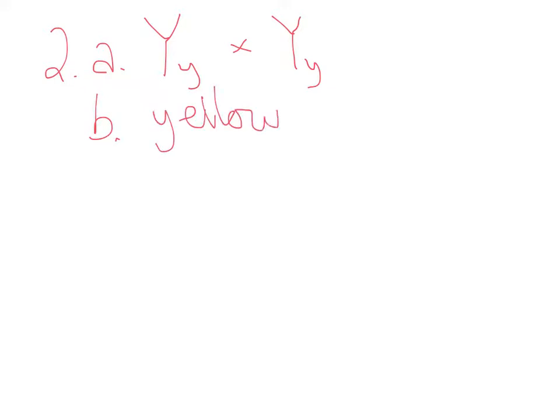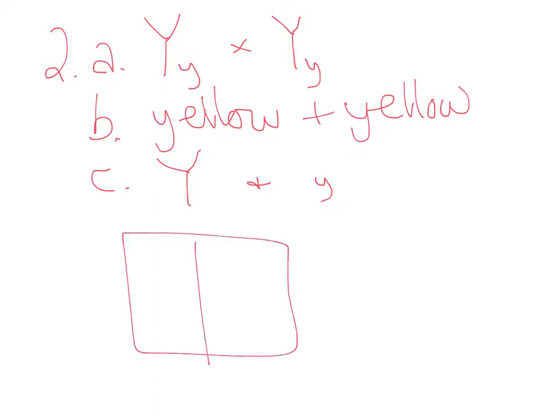Yellow and yellow. Letter C. What are the alleles and the gametes of the yellow parents? Well, they're both the same, and it would be big Y and little y. That's what are in the gametes. You separate the letters according to Mendel's law. Do the Punnett square. I'm going to change color. Big Y, little y, big Y, little y.